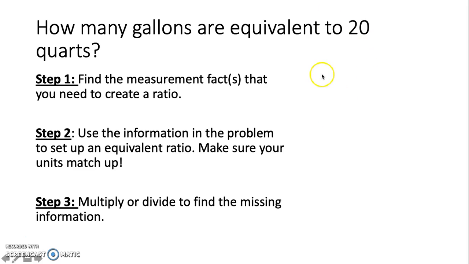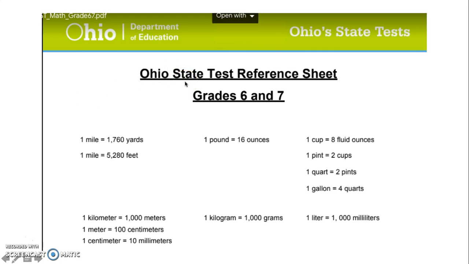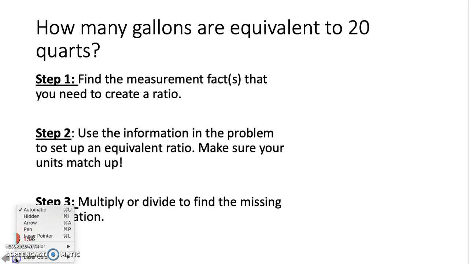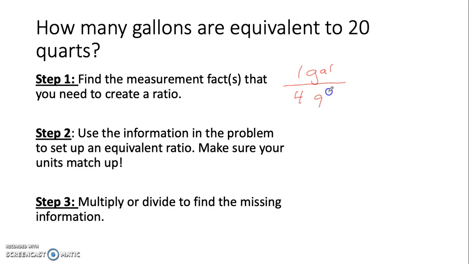Our first question is: how many gallons are equivalent to 20 quarts? Step one, find the measurement facts that you need to create a ratio. I'm going to go back to our reference sheet. I want to figure out gallons to quarts. How many quarts are in a gallon, or how many gallons are in a quart? Let's take a look. Right here it says 1 gallon is equal to 4 quarts. We're going to write that down as a ratio. 1 gallon is equivalent to 4 quarts. There are 4 quarts in a gallon.